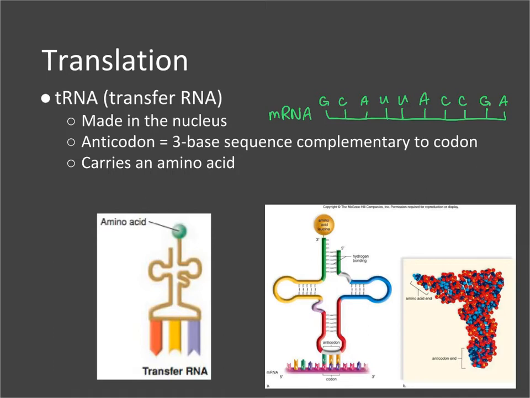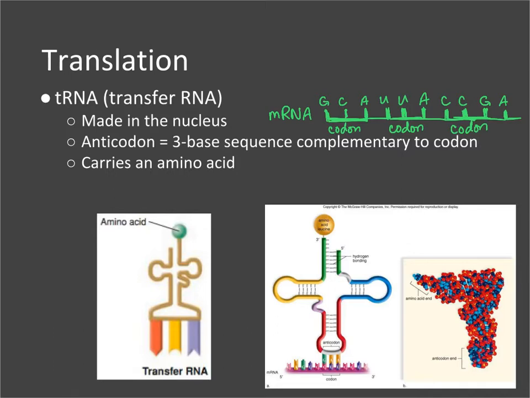Now, remember that 3 mRNA nucleotides is equal to a codon. So, for example, this GCA would be a codon. The UUA would be a second codon. The CCG would be a third codon. And then the A would be the first part of the later codon here.